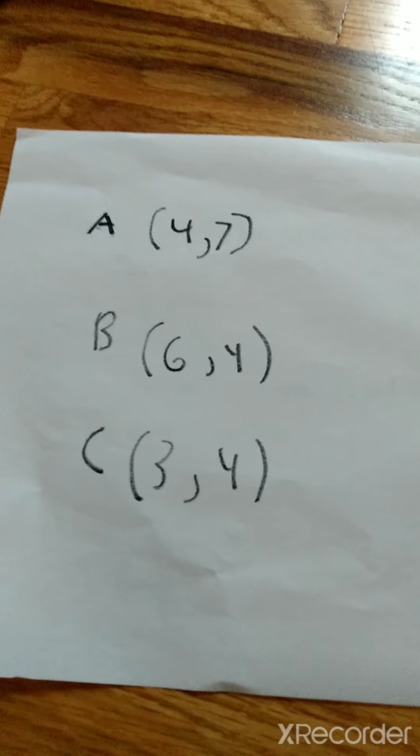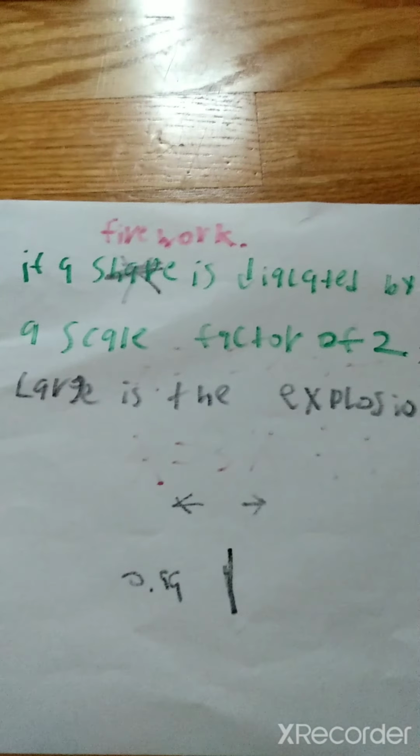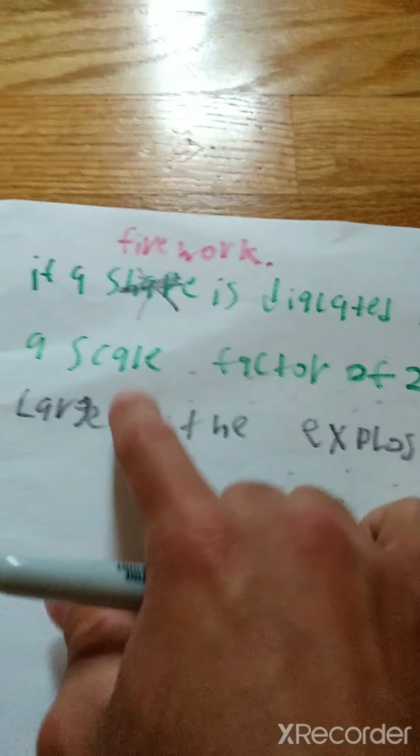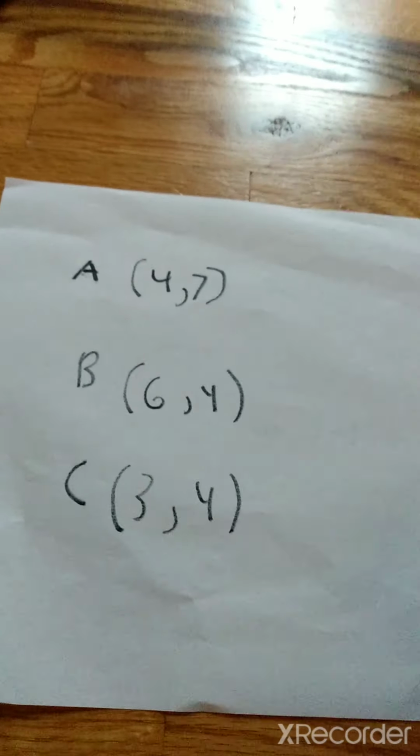After the firework exploded and we graphed everything, now it's time to multiply everything by 2. The reason we multiply is because of the scale factor of 2. We're making the firework grow bigger. Factor is one of the words for multiplying, and a scale factor of 2 means 2 times bigger than the original size. So we have to multiply all these numbers by 2.